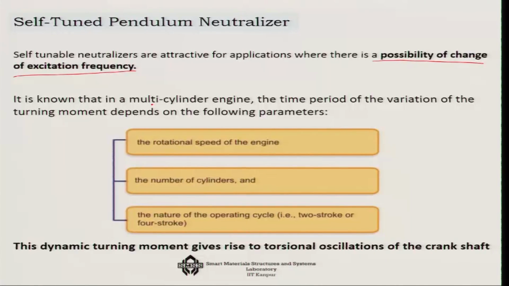The example is, you consider a case of a multi-cylinder engine. Then the time period of the variation of the turning moment depends on these three parameters: the rotational speed of the engine, the number of cylinders, and the nature of the operating cycle, whether it is 2-stroke or 4-stroke. So, this dynamic turning moment that will come out will give rise to the torsional oscillations of the crankshaft, and let us see how we can control it.